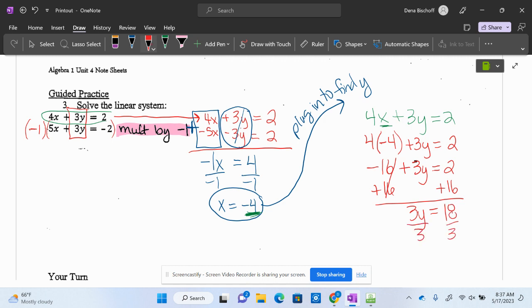Divide both sides by 3. Y equals 6. So my solution is negative 4, 6. My solution is negative 4, 6.